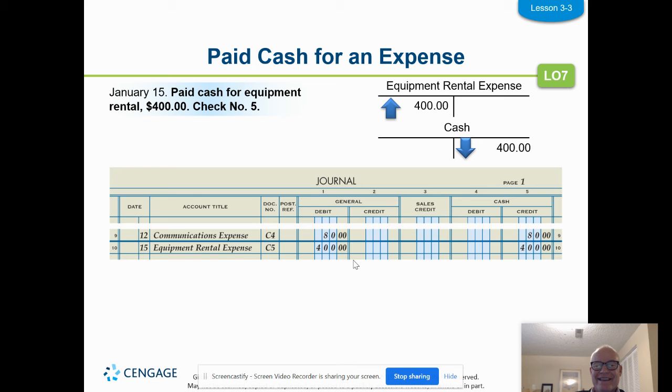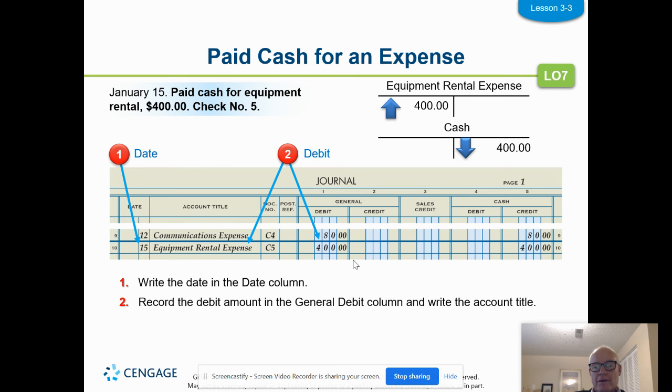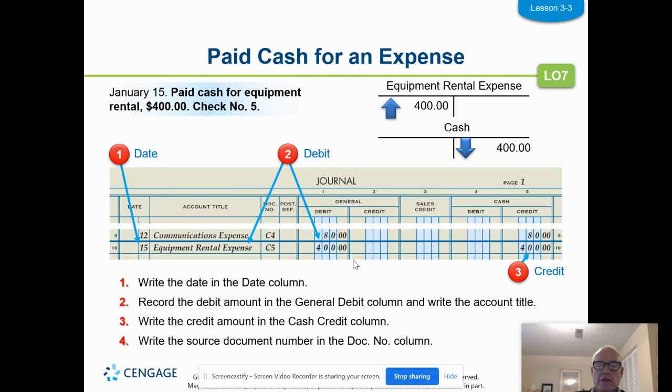All right. And here's how it looks in our ledger. Write the date in the column, 15. General debit, $400. We have to write the account number and the account title in there, $400. Write the credit amount in the cash credit column. Write the source document number in the document number column, which is C5.